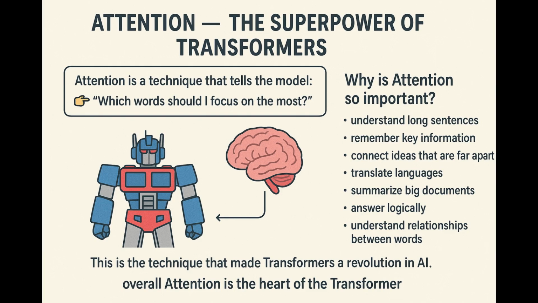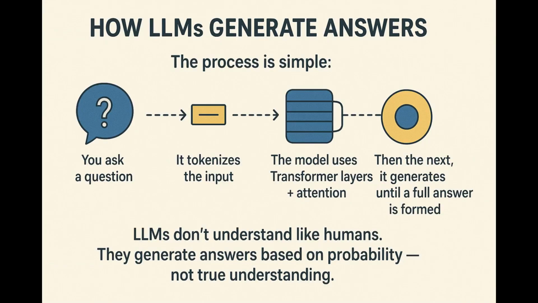Now that we understand what attention is and how transformers think, right? Let's see how an LLM actually generates answers. The process is simple. You ask a question, it tokenizes the input, then the model uses transformer layers plus attention, then it predicts the next best token, then the next token. It generates until a full answer is formed. Here, LLMs don't understand like humans. They generate answers based on probability, not true understanding.